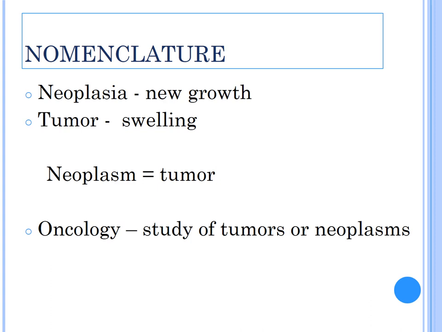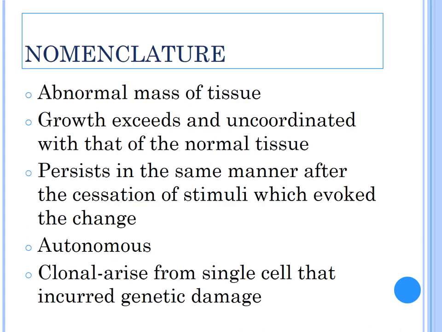The study of tumors or neoplasms is called oncology. So you study by oncology. Oncos means... What is neoplasm? Well, it's abnormal mass of tissue. Abnormal. There is no normal tumor.